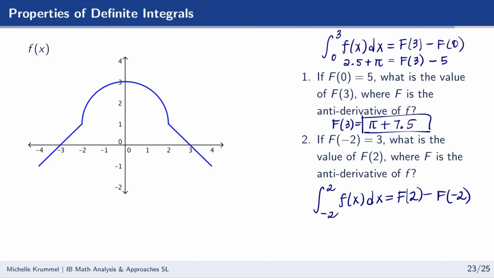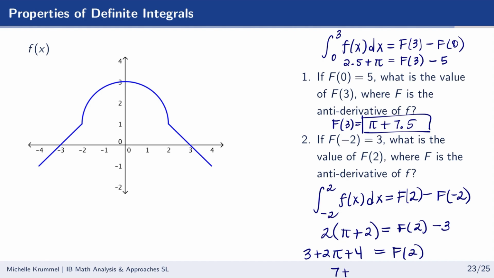So the integral from negative 2 to 2, this is an even function, so it's going to be twice the area from 0 to 2, which is pi plus 2. Then big F of 2 is what we're trying to find, minus big F of negative 2, which is 3. We can add 3 to both sides, so we get 3 plus 2 pi plus 4, or 7 plus 2 pi.